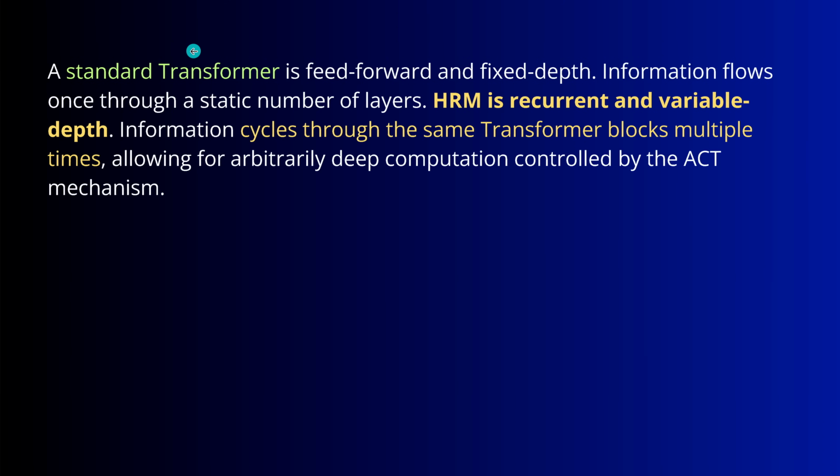So, a standard transformer, now let's make clear the differences to the standard transformer, is feed-forward and fixed depth. So information flows once through the static number of layers. Now this new model, hierarchical reasoning, is recurrent and has a variable depth. So the information cycles through the same transformer blocks multiple times, allowing for an arbitrarily deep computation that is only controlled by the ACT mechanism. I will explain this in 2 minutes.